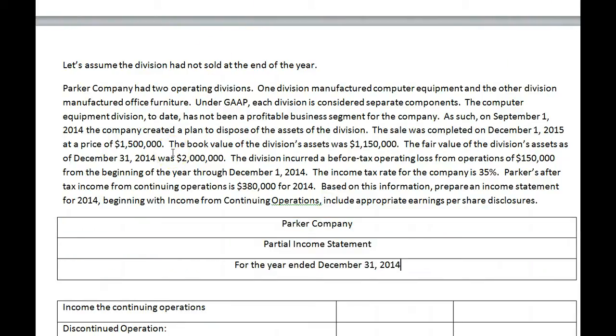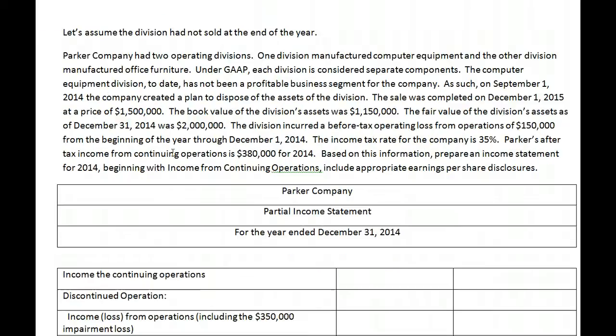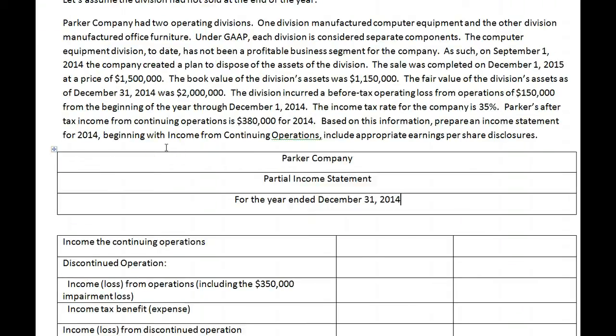Parker Company had two operating divisions. One division manufactured computer equipment, the other division manufactured office furniture. Under GAAP, each division is considered separate components. Each computer equipment division to date has not been a profitable business segment for the company. As such, on September 1st, 2014, the company created a plan to dispose of the assets of the division. The sale was completed on December 1st, 2015. Again, that's next year, at a price of $1,500,000.